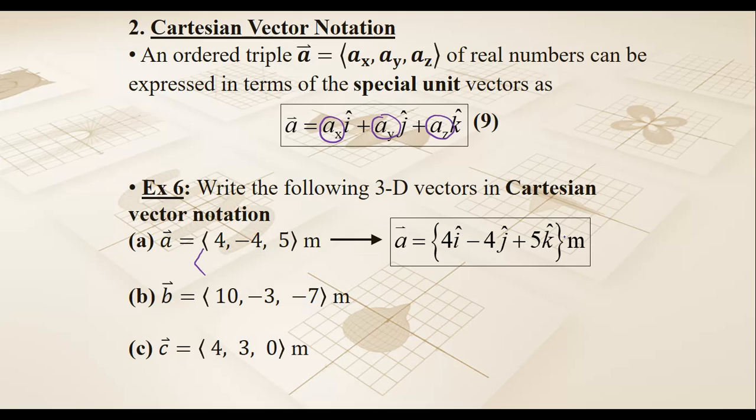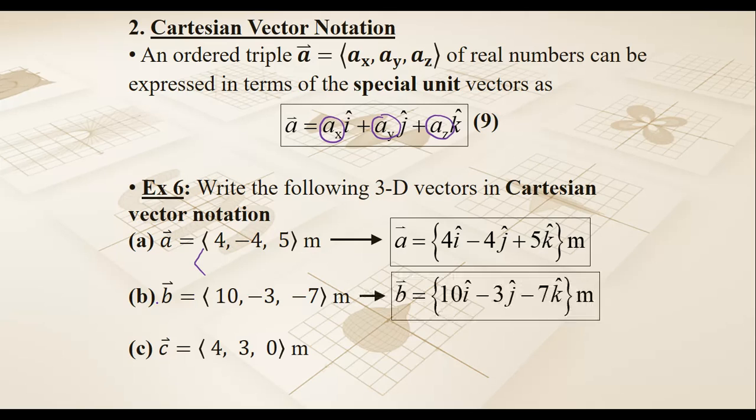Close the bracket on the outside, we write down what the unit is. The unit would be meters. For vector b, this would be 10i minus 3j minus 7k. Close the brackets, and it's expressed in units of meters. Now, this one doesn't have a z component to it. So if you take a z component and multiply by the special unit vector k, it's just going to get rid of it. So vector c in Cartesian vector notation would be 4i plus 3j. Close the bracket off, and we have units of meters.